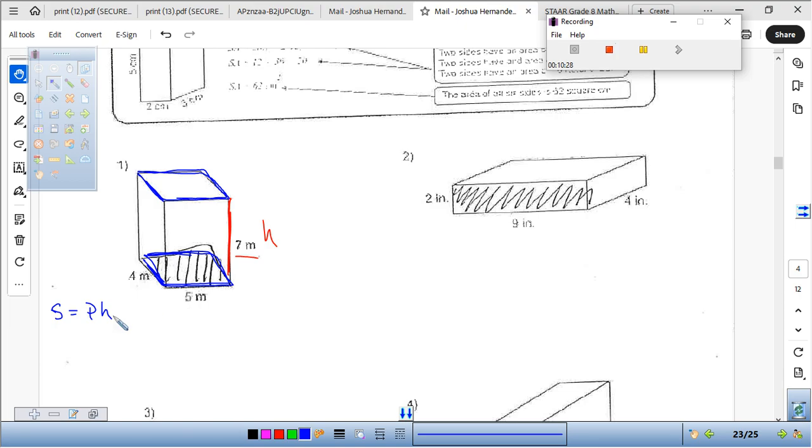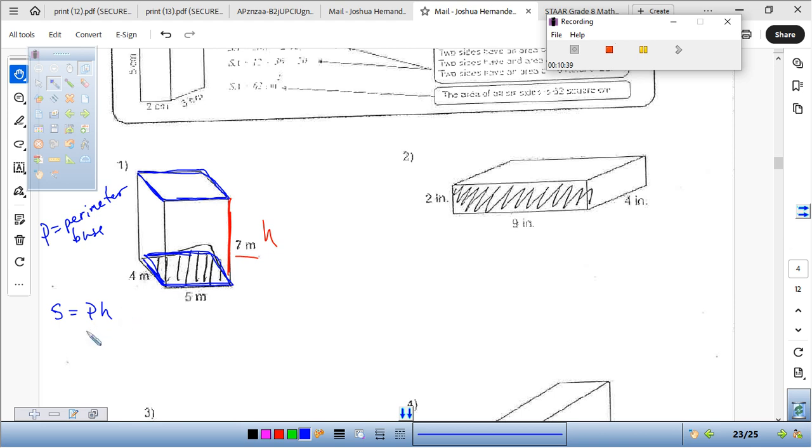Now let's look at what the P stands for. P stands for the perimeter of the base. P equals the perimeter of your base. Now, if you have the perimeter of the base, go back to pre-third grade and find the perimeter by adding the sides up.